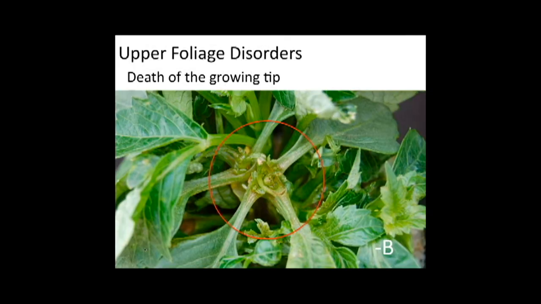And then finally, under very severe cases, you'll have death of the growing tip. Then you'll have axillary shoots start forming, and if boron's still limited, those can end up dying. But you can clearly see here that there is death of the growing tip. This plant, if you put your hand on there, it'll be hard.